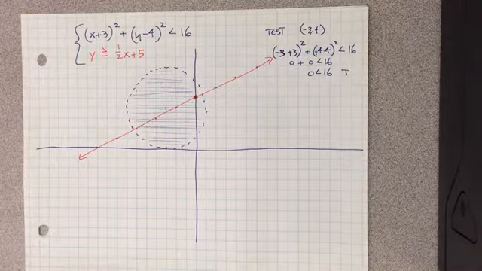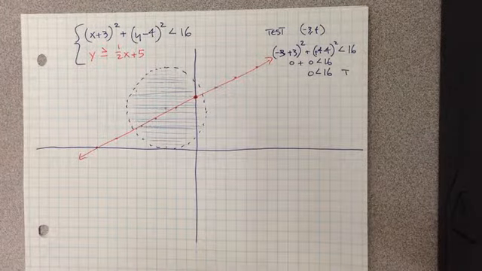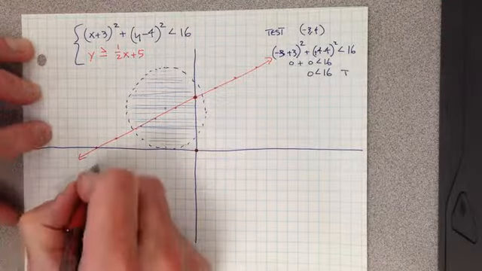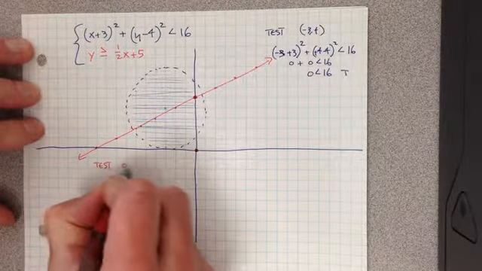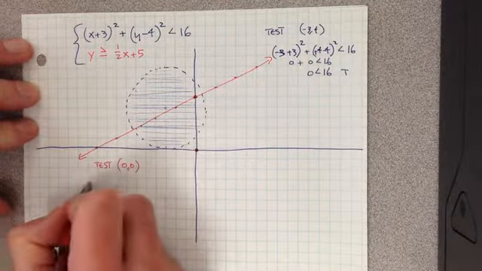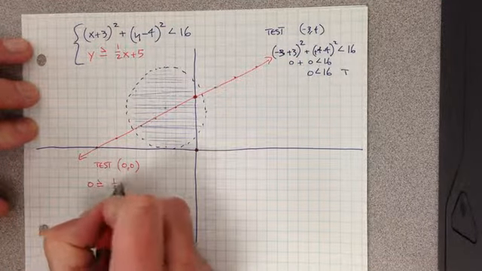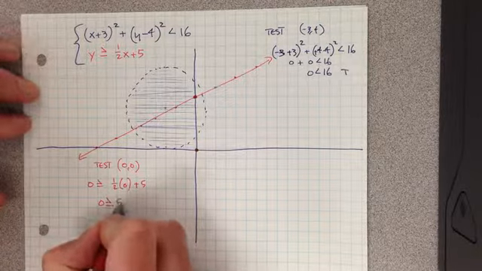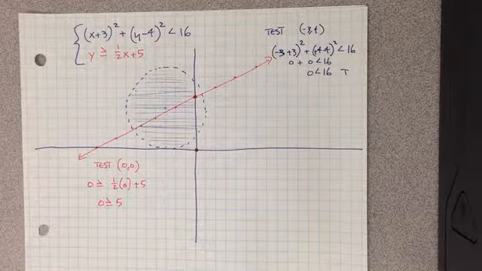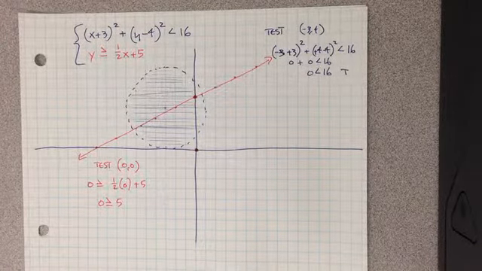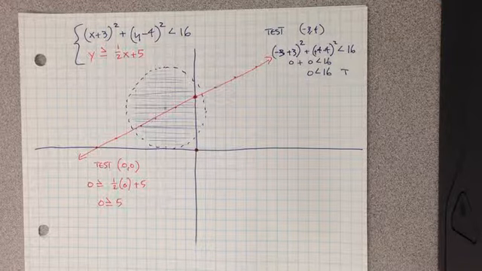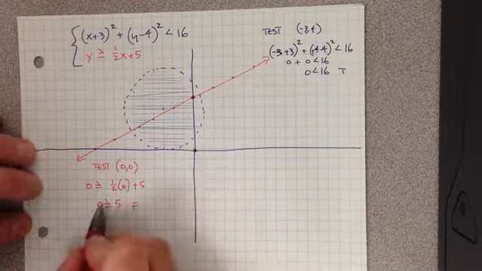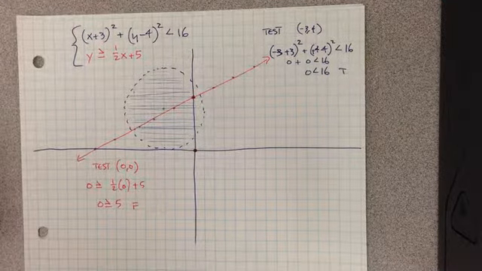Then you pick a test point, a test point that is not on that line. So we could pick (0, 0). That would be a great test for my red. Is 0 ≥ (1/2)(0) + 5? Is 0 ≥ 5? No, 0 is less. That right there is a false statement. 0 is not greater than 5.